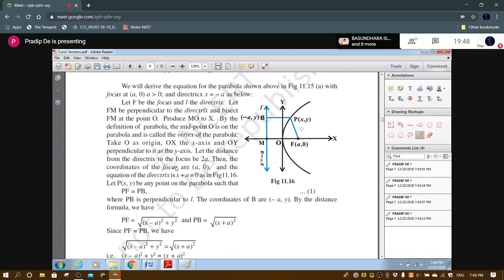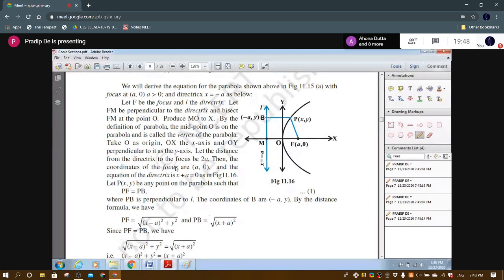Use the distance formula. It is root over (x minus a) whole square plus (y minus 0) whole square. That is root over (x minus a) whole square plus y square. And what is the perpendicular distance of the point P from the line x equal to minus a? What is the distance?